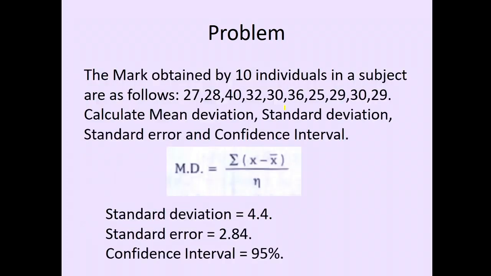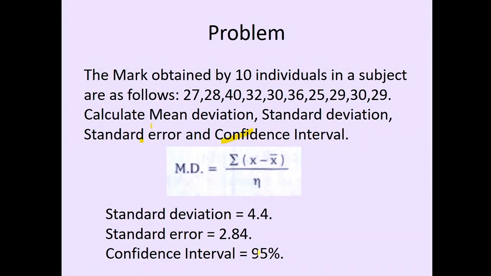So, one more problem. The marks obtained by 10 individuals in a subject are as follows: 28. Calculate the mean deviation, standard error and confidence interval. Here, besides the standard deviation, we are supposed to calculate the mean deviation, standard error and the confidence interval. Mean deviation is given by the formula sigma |x minus x bar| divided by n. Standard deviation we all know how to calculate. Standard error is given by the formula standard deviation divided by root of n. Standard error is nothing but standard deviation divided by root of n.